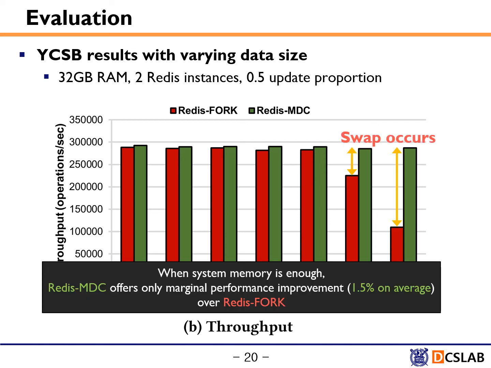We find that when system memory is enough, Redis MDC offers only a marginal performance improvement, by 1.5% on average over Redis fork, avoiding some page duplication on copy-on-write faults. However, when the dataset size is larger, the throughput of Redis fork starts to drop severely due to swap. In contrast, under the same condition, Redis MDC maintains the throughput thanks to the decreased maximum memory footprint.